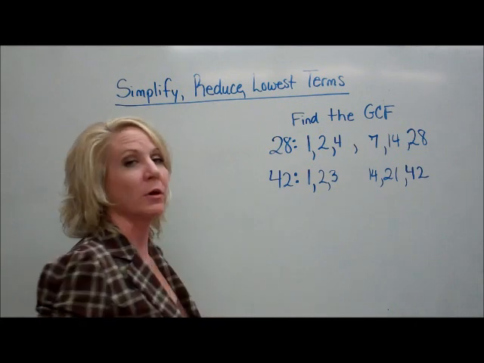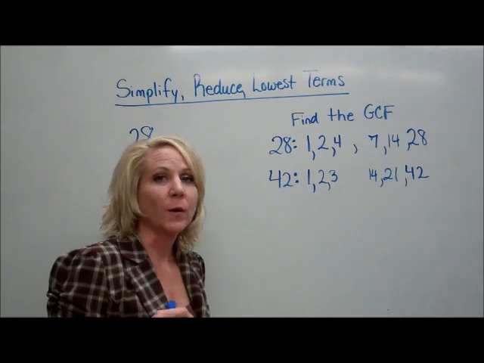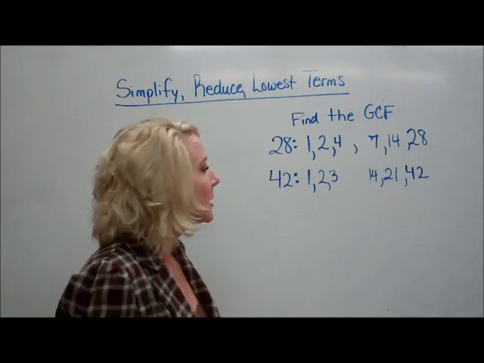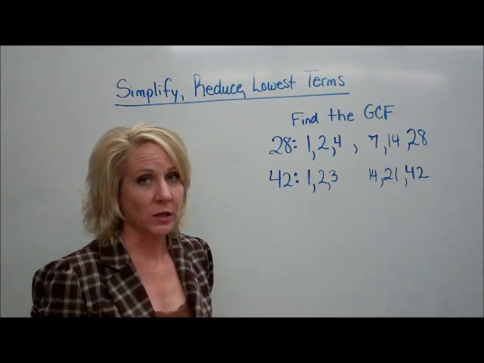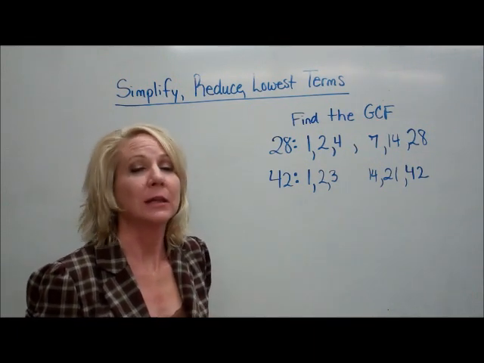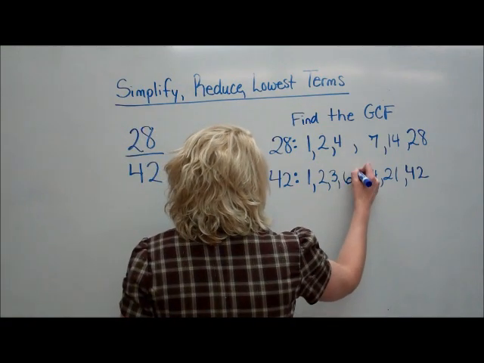4 would be the next number. Does 4 times any number equal 42? The answer would be no. Again, if the student wasn't sure, they could do the division. They would see that there's a remainder. Does 5 times any number equal 42? The answer is no. Does 6 times any number equal 42? The answer is yes. 6 times 7. So we write the 6 and we write the 7.